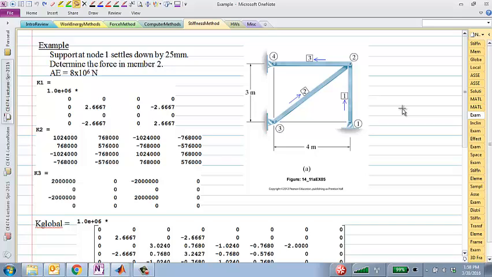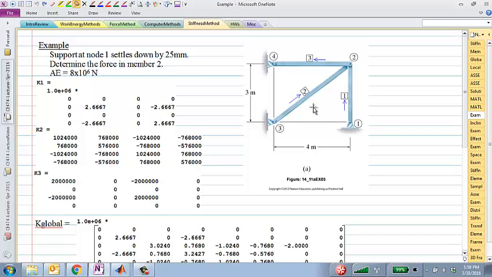So yeah, you don't always have to add up equations and unknowns to check the degree of indeterminacy. You cut any one of those elements and it will become a determinate truss. And clearly there are no loads on this truss. But the question simply says that node 1, which is this guy, settles down by 25 millimeters and find the force in element 2, and actually the code will find the forces in all the elements anyway, so it doesn't really matter. AE values are given to us.